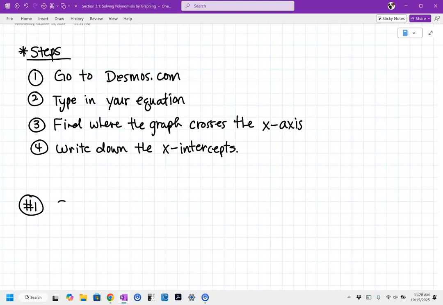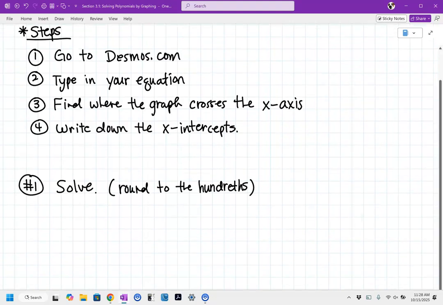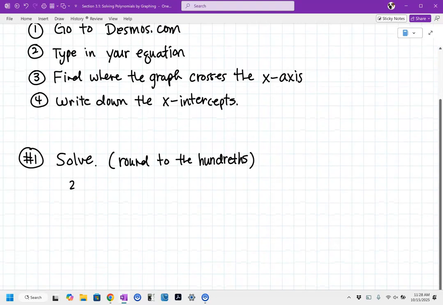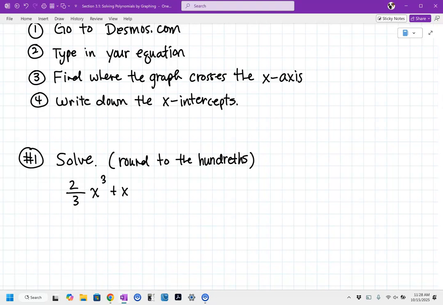I'm not going to put the whole instructions, but solve, and I'm going to put round to the hundredths. In other words, you should have 2 numbers after the decimal. And here's the equation: 2/3 x cubed plus x squared minus 5x equals -9. That's the equation that they're making me do.